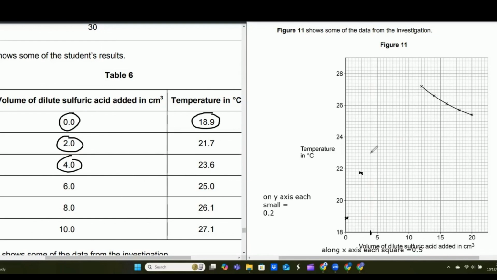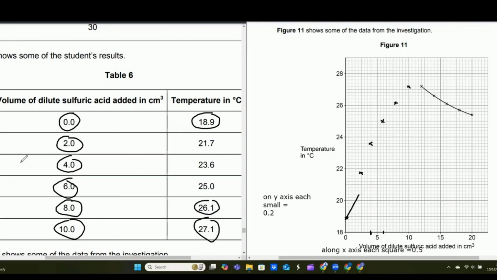So it's not the plotting that's hard, it's working out how much each little square is worth when you go horizontal or vertical. Anyway, once you've got all your points plotted on, you're then going to draw a line of best fit. And then the question wants you to extend the line of best fit to where they cross, and then we can make a prediction based on where they cross later on.